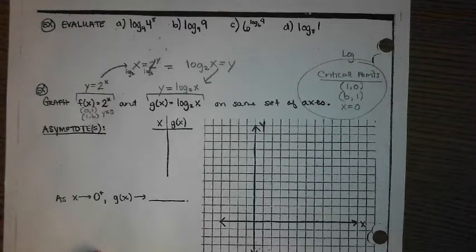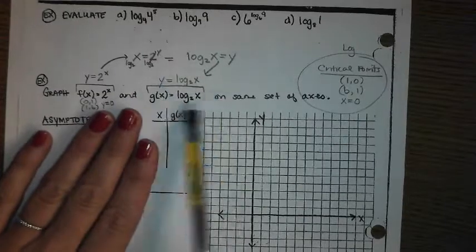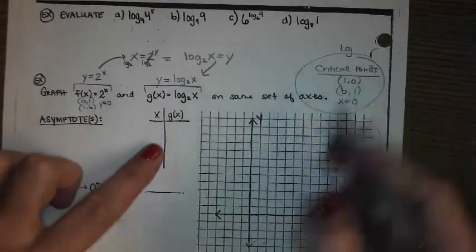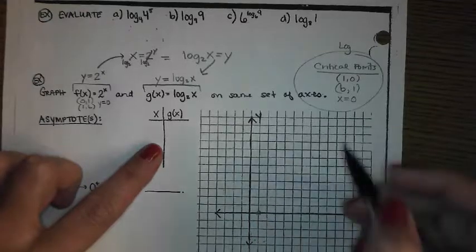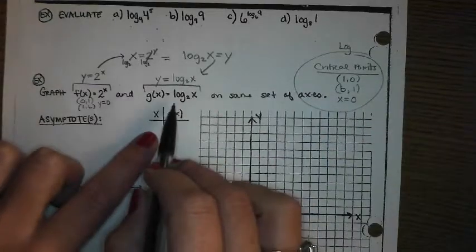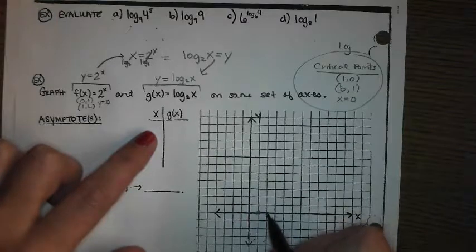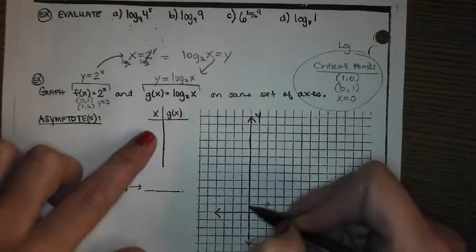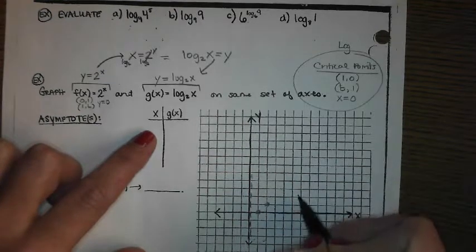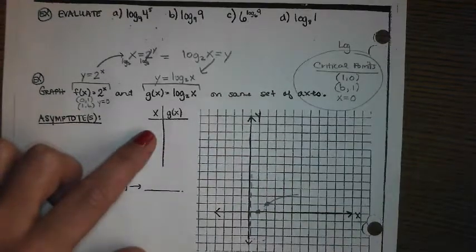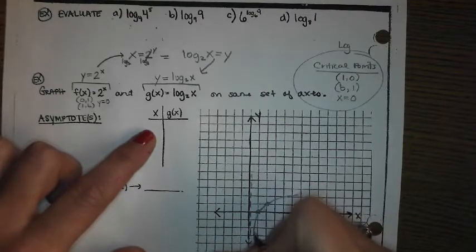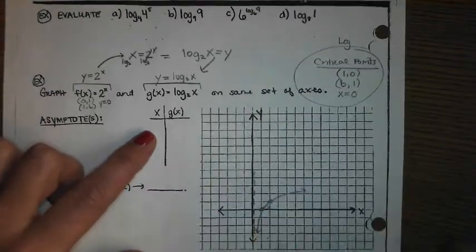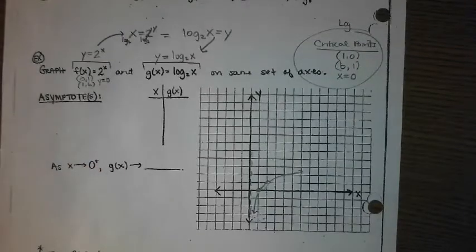Okay? So I'm really only going to graph this log one right here. So I have a critical point at 1, 0, and at b comma 1. What's my base here? 2. So 2 comma 1, and an asymptote at x equals 0. And there's your log parent graph for log base 2 of x. Your critical points and your asymptotes always need to be there.